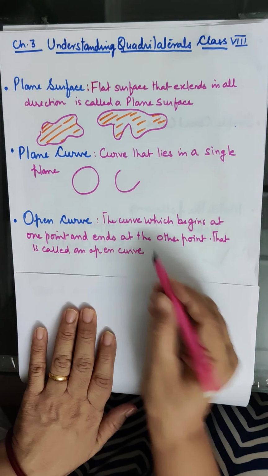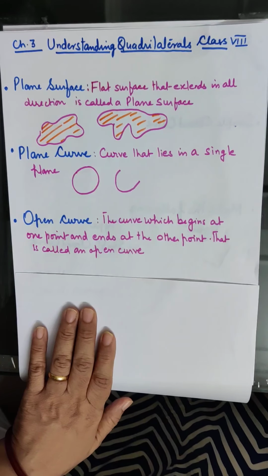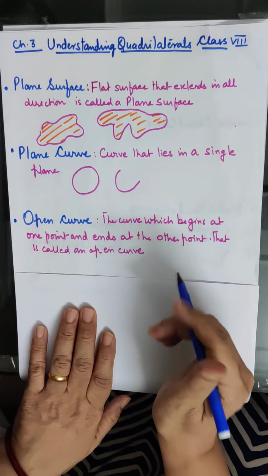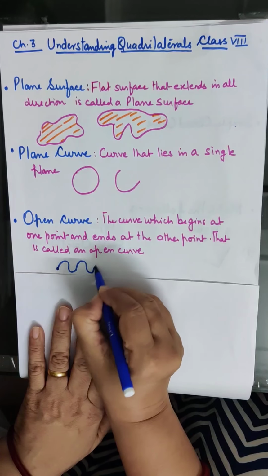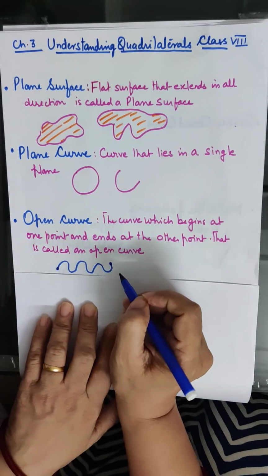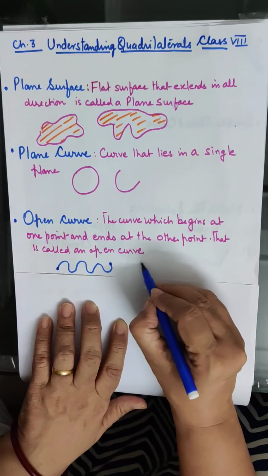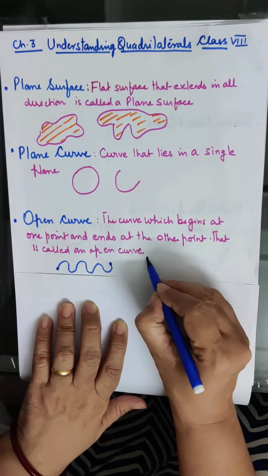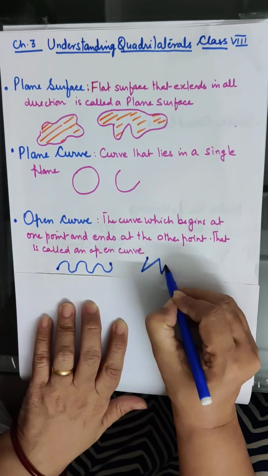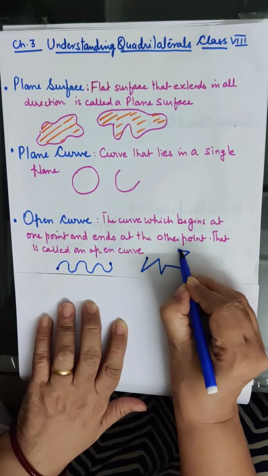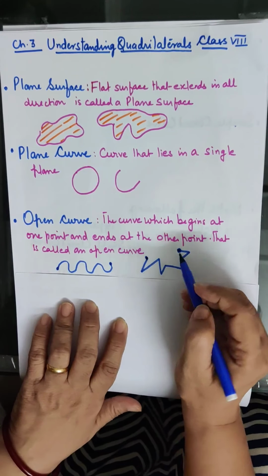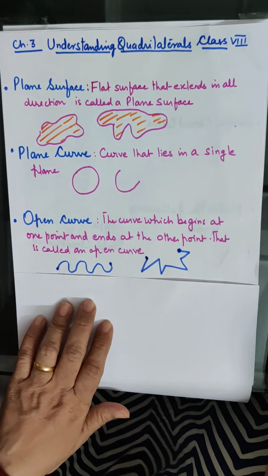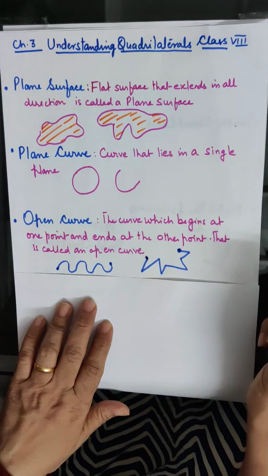Okay, let us draw the figure. Open curve. See, it is starting from here, moving here, here, here, and say ending here. Okay. Another example. Suppose it starts from here, moves here like this, and ends here. So beginning point is here, ending point is here. So this is an example of open curve.